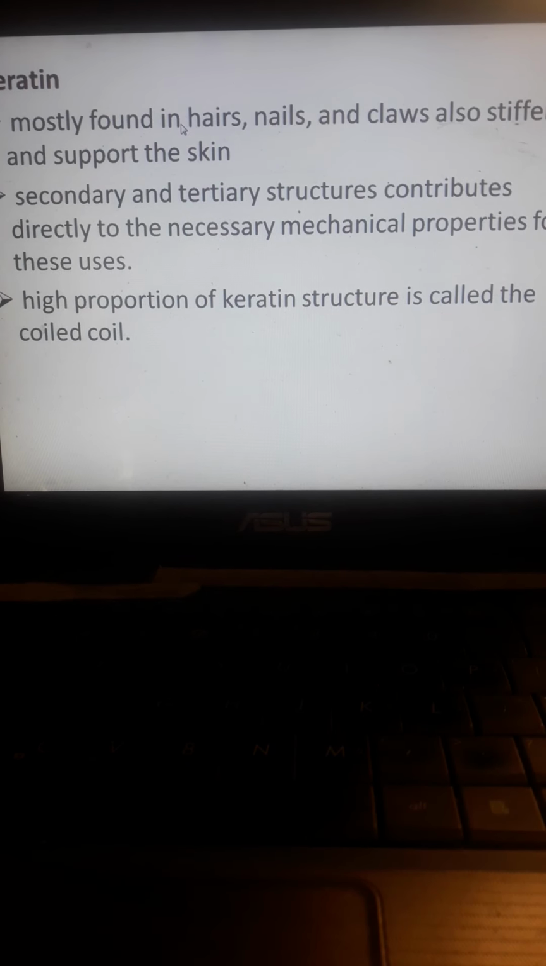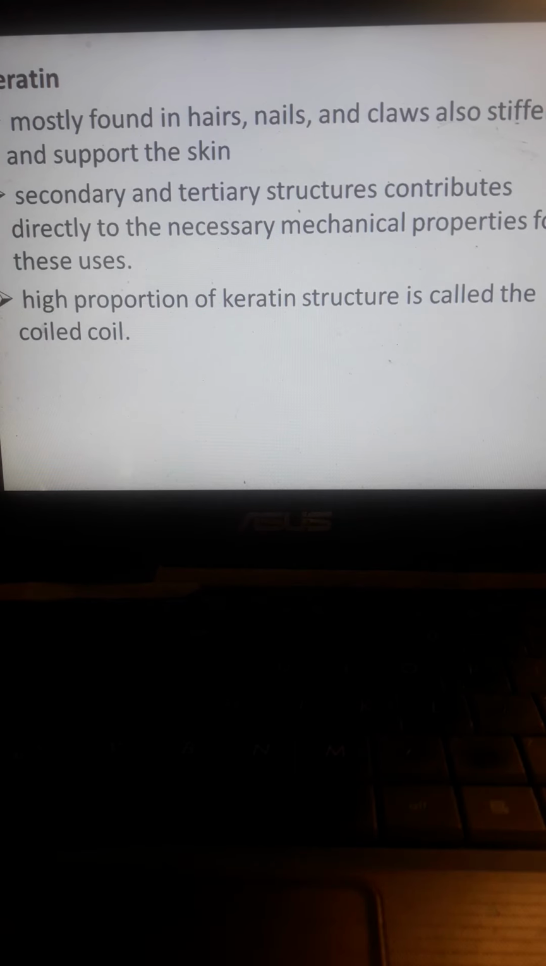So keratin, mostly found in hairs, nails, claws, also stiffens and supports the skin. Okay, the structure of tertiary contributes directly to mechanical properties of these tissues. Usually, the skin protects also the body from the sun rays, sun radiation. Okay, keratin has a proportion of structure called the coiled coil. So, two types, diba? The keratinized and non-keratinized. Mga keratinized, the nucleus are not visible. Okay? So, mostly, kung keratin layer, hindi mo makita yung nucleus dito because it is impregnated by a protein known as keratin. While non-keratinized, there is a visible nucleus. Okay?